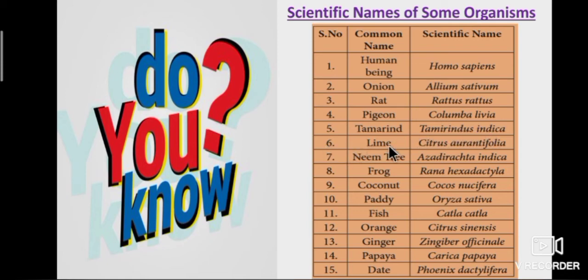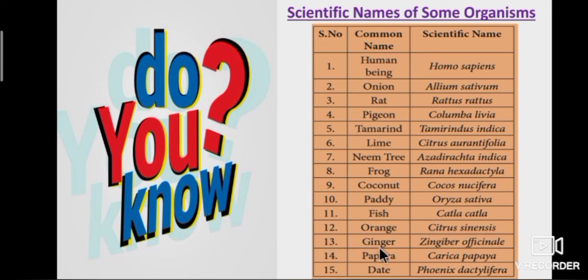Sixth one, lime. Scientific name is Citrus aurantifolia. Seventh one, neem tree. Scientific name is Azadirachta indica. Eighth one, frog. Scientific name is Rana hexadactyla. Ninth one, coconut. Scientific name is Cocos nucifera. 10th one, paddy. Scientific name is Oryza sativa. 11th one, fish. Scientific name is Catla catla. 12th one, orange. Scientific name is Citrus sinensis.